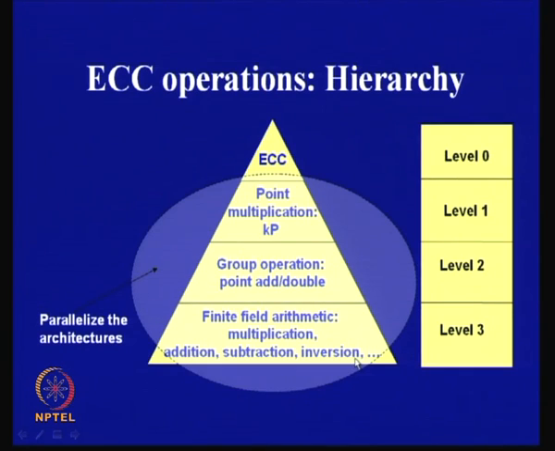Okay. So, now you see that there are various levels at which this elliptic curve cryptographic operation works. Therefore, if I want to obtain accelerators, then I will try to parallelize these architectures, right. I will try to parallelize the point multiplication, I will try to parallelize the group operations, I will try to parallelize the underlying arithmetic operations. So, what is important is to understand where the scopes of these parallelizations are, or how you can obtain these accelerations, right.